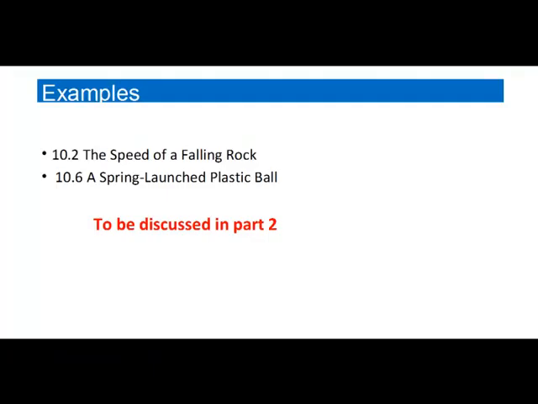So in the original plan, at this stage I was going to go into a couple of examples to illustrate most of these ideas, but I realized this video is getting a little longer than expected, and so I'm going to stop it here, and we'll plan on discussing these two examples in a later video, in part 2, which will be posted in the next 24 hours or so on Canvas.